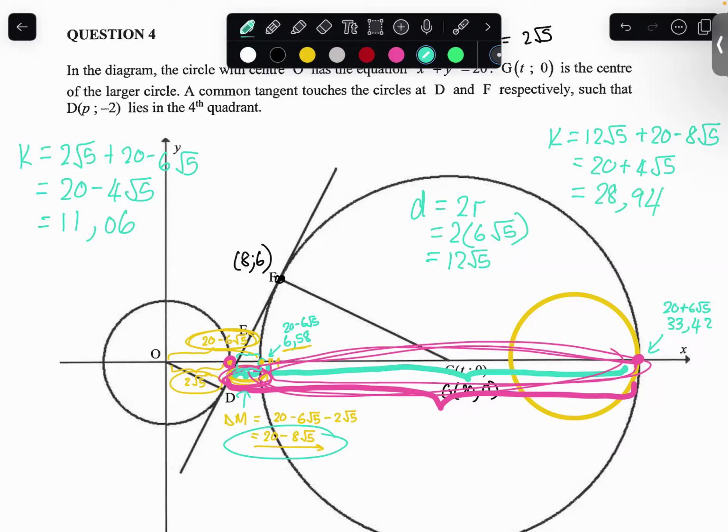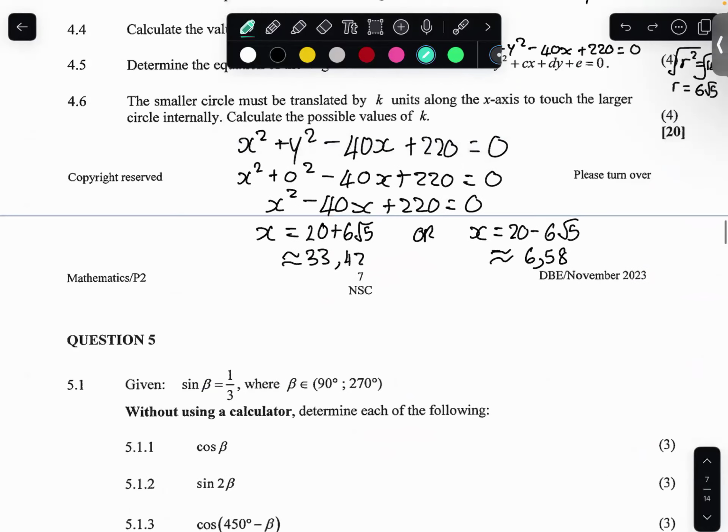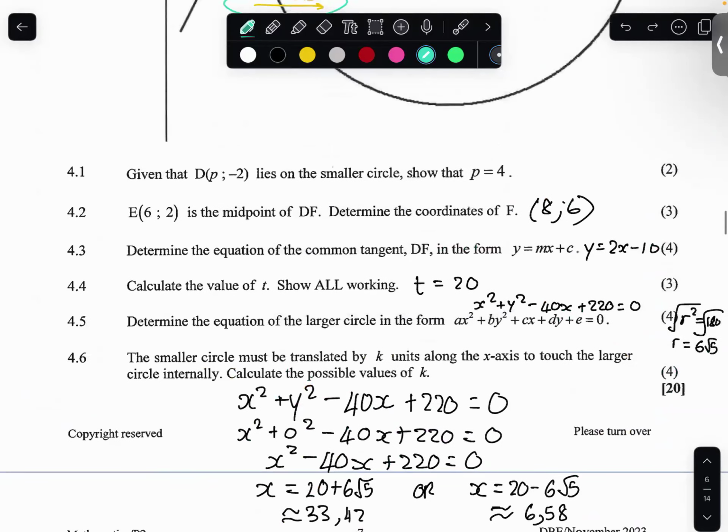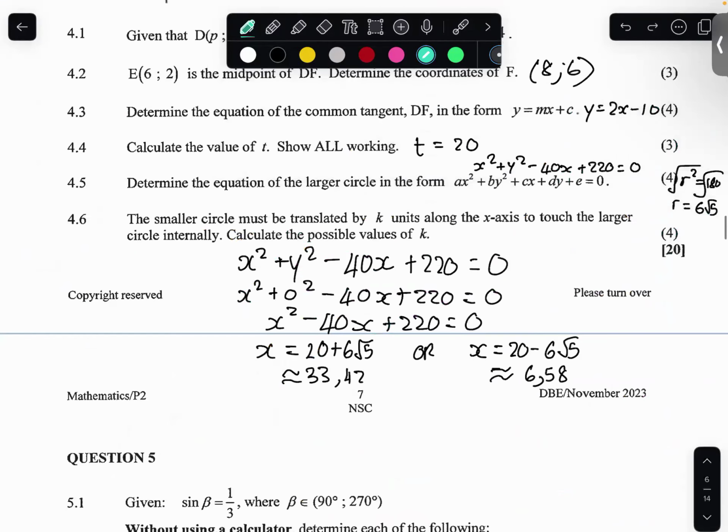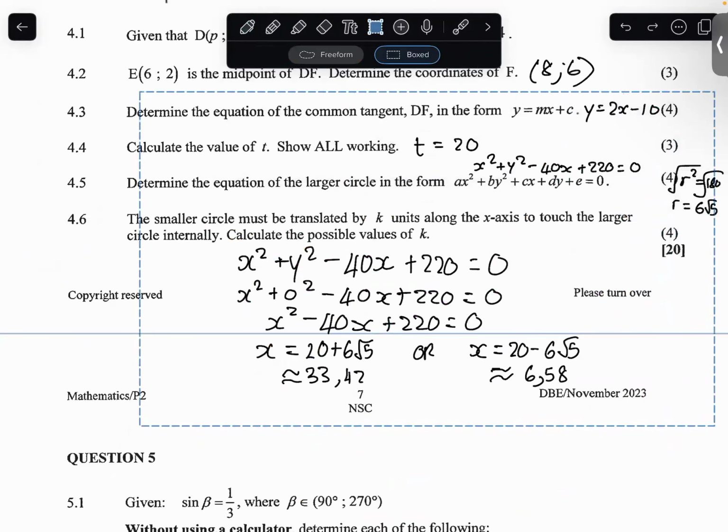And so that's the total distance that the circle moved in order to touch the big circle on the right-hand side. Okay, so this is your first answer for K. This is your second answer for K. Or the other way around. Either way, doesn't matter. All right, that was question 4. It wasn't too bad. Let's go on to general trigonometry.